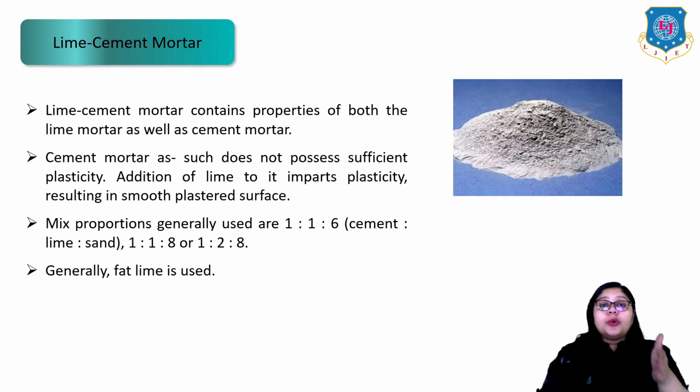It means one portion of cement, one portion of lime, and six times the sand. Or we can say 1:1:8 or 1:2:8. Here we generally go for fat lime for this kind of construction.